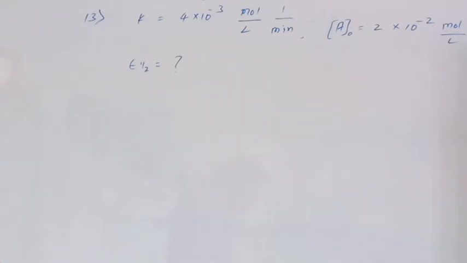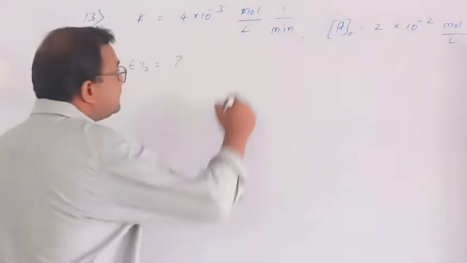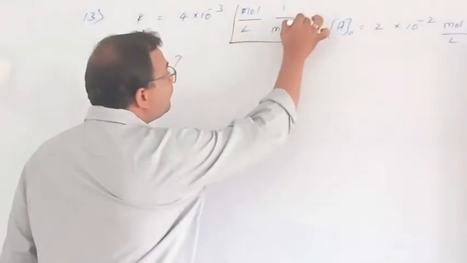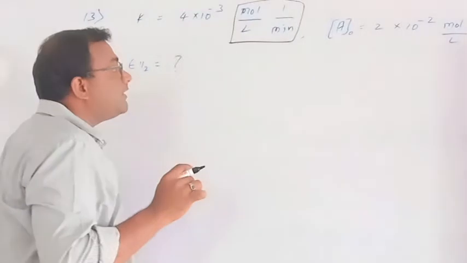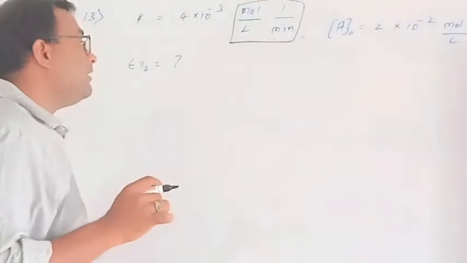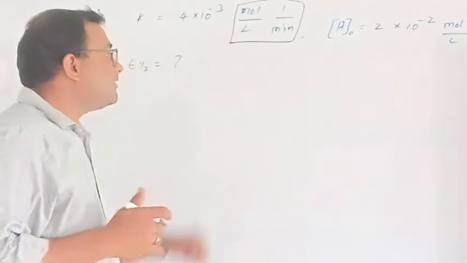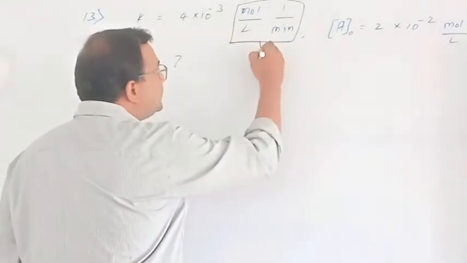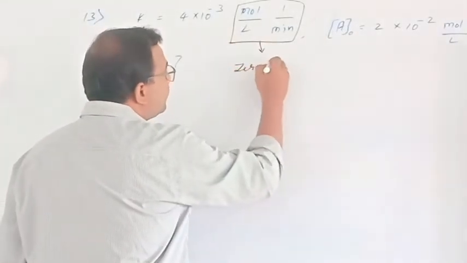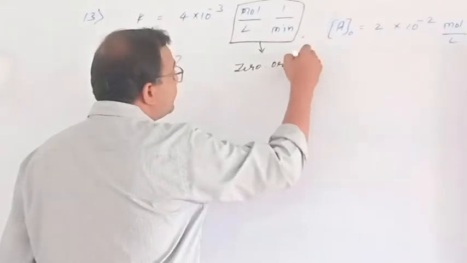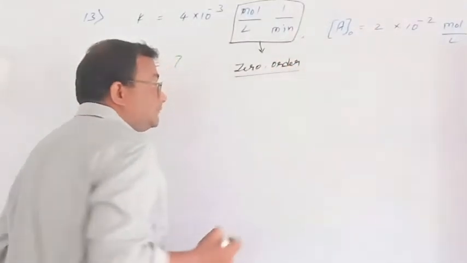So T half we need to find out, and this reaction comes under which order? Order is not mentioned anywhere, but here a clue is given. What clue? Moles per liter, 1 by minute, that is 1 by time. So this is nothing but a zero order reaction.